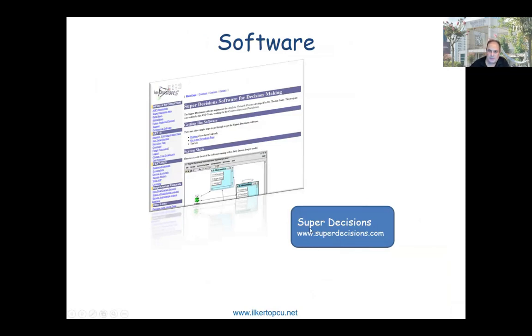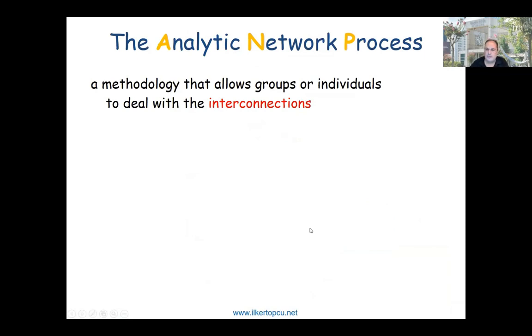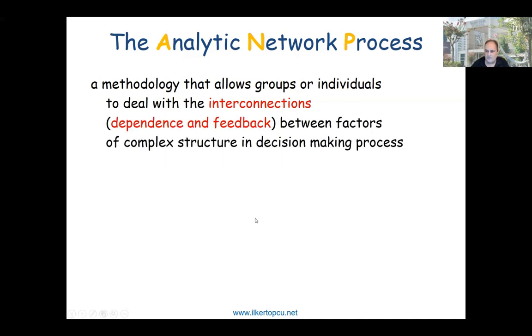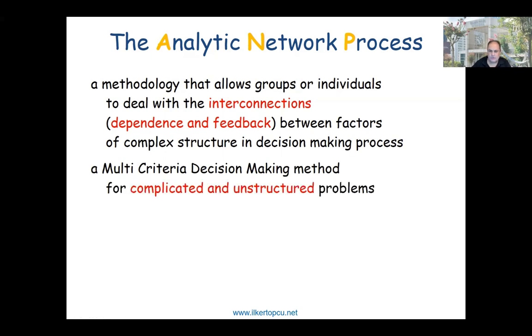And let me go back to the theoretical framework of the Analytic Network Process. As we say, there are dependencies and feedbacks. Together we can call them interconnections. So ANP is a methodology that allows not only a single decision maker, but a group of decision makers, just like AHP does, to deal with these interconnections between the factors, between the elements of a complex structure of the problem we are dealing with, to make a decision during our process. It's an MCDM method, of course.